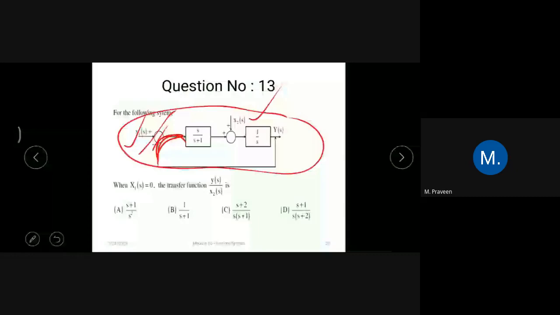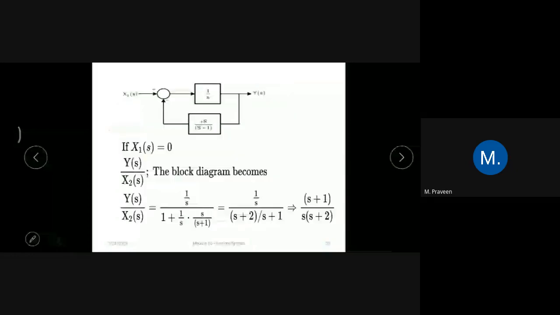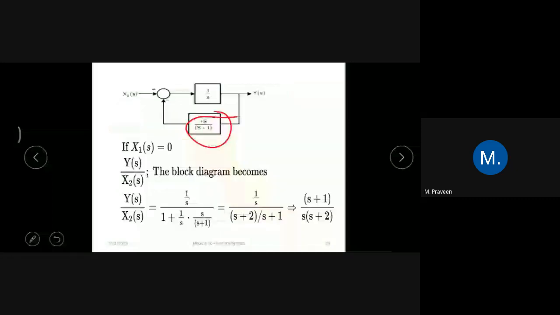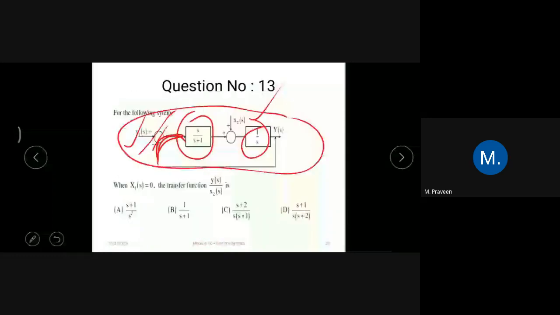So just look into this figure. When x1 is 0, this part will become the feedback. Now this 1 by s will act as h of s. It's very simple. Once again, the formula is g of s by 1 plus g of s into h of s. So that is the closed loop function, output divided by input, y of s divided by x2 of s. Just substitute the values and find your transfer function. So here I am getting s plus 1 divided by s into s plus 2, which is nothing but your option D.